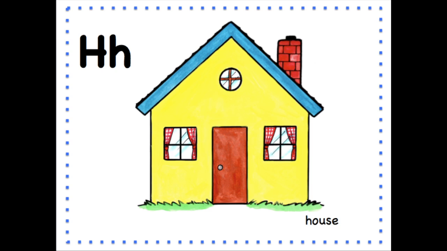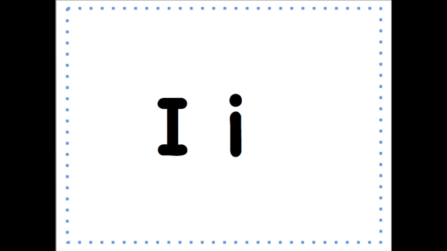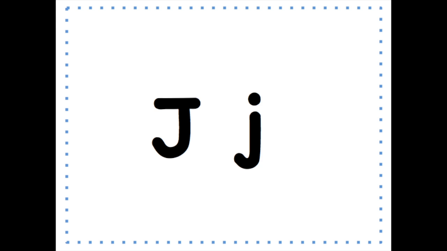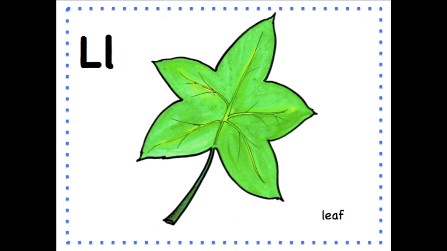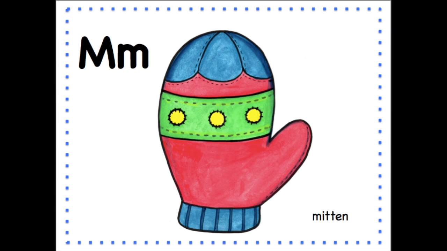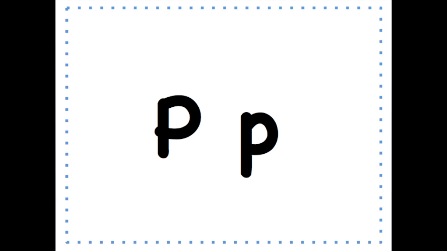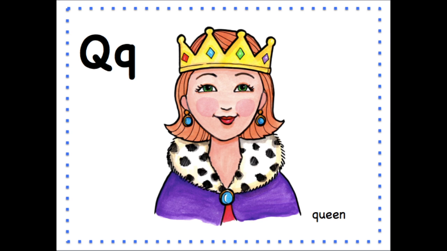H, H, house. I, I, igloo. J, J, jump rope. K, K, kite. L, L, leaf. M, M, mitten. N, N, nest. O, O, octopus. P, P, pumpkin. Q, Q, queen.